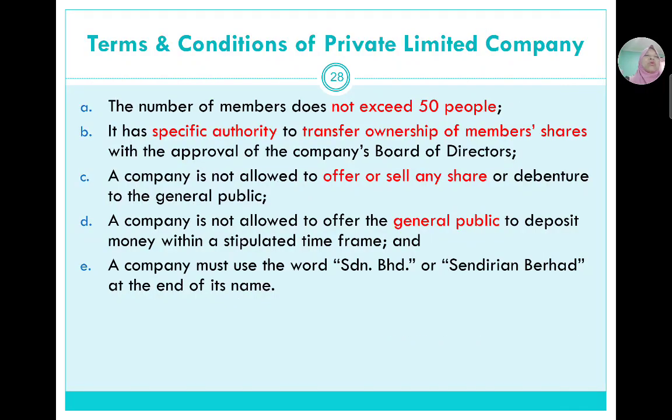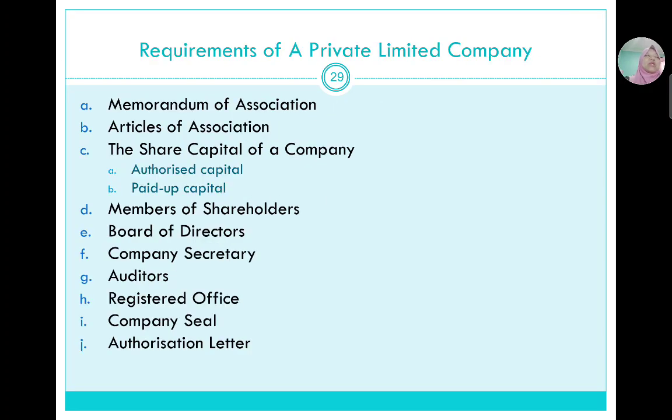It is much more secure, in terms of you don't have to close down your business if one of the partners passes away or goes bankrupt, because there is a separate identity between the owner and the company. And if you are under a private limited company, you need these documents: memorandum of association, articles of association, and many more. You need the registered office and the company seal authorization letter.